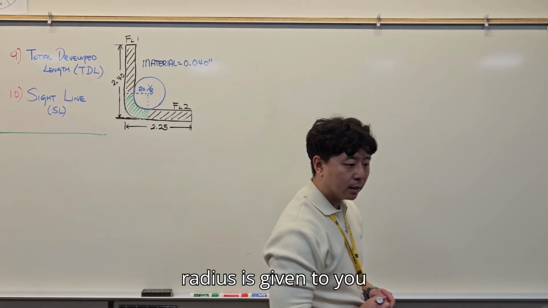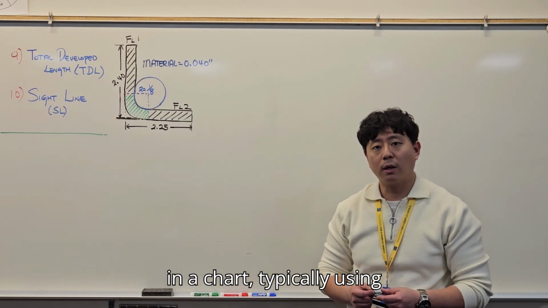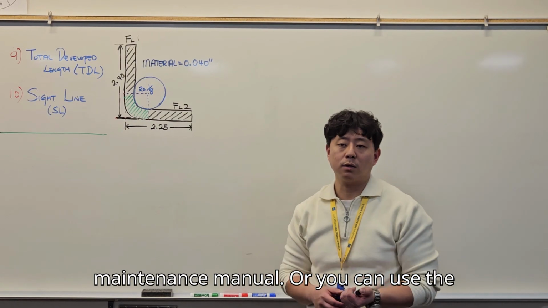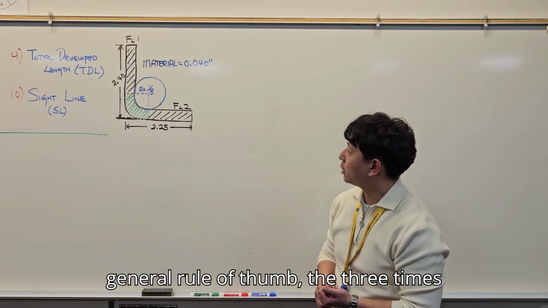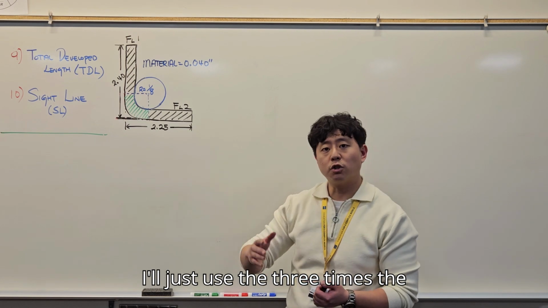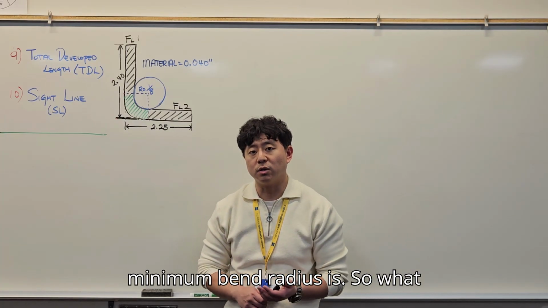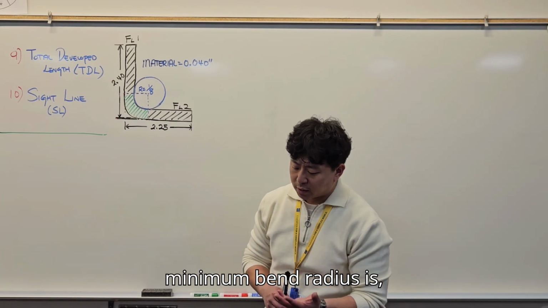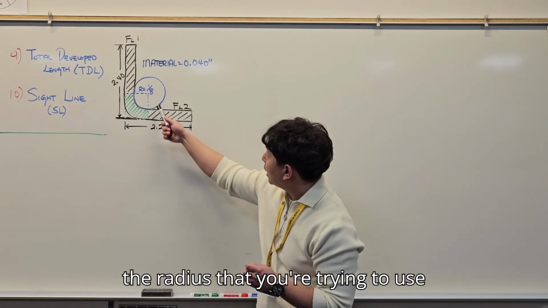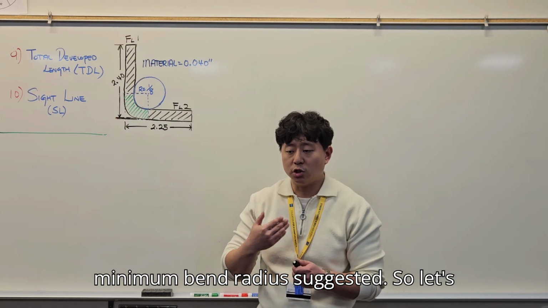The minimum bend radius is given to you in a chart, typically using the AC 43.13 or your manufacturer's maintenance manual. Or you can use the general rule of thumb, 3 times the material thickness. In this case, I'll just use 3 times the material thickness to figure out what my minimum bend radius is. The radius that you're trying to use cannot be smaller than the minimum bend radius suggested.